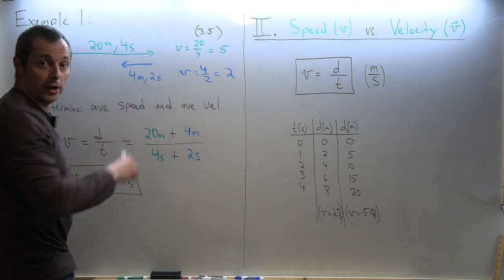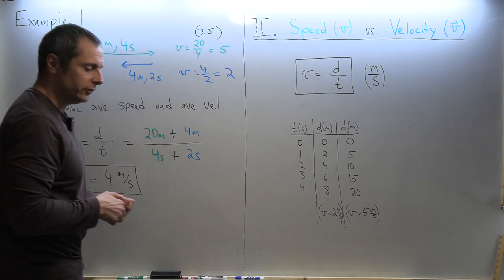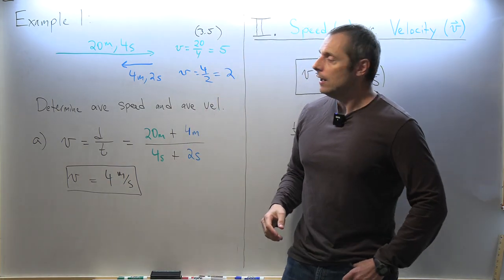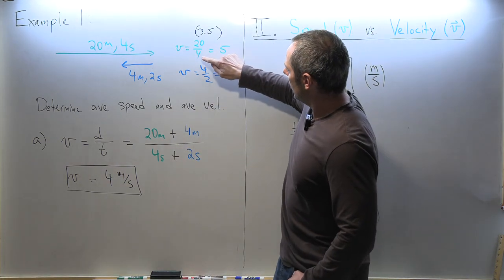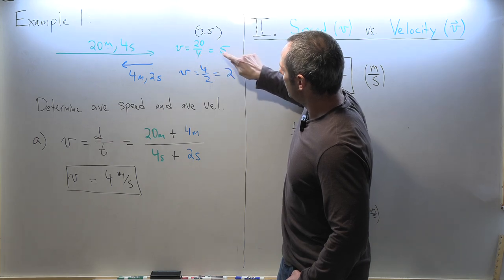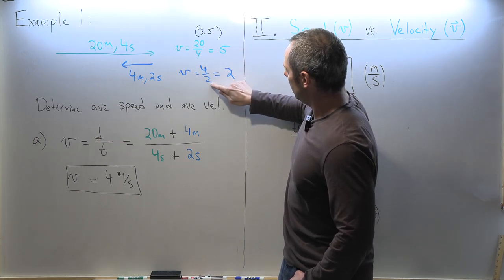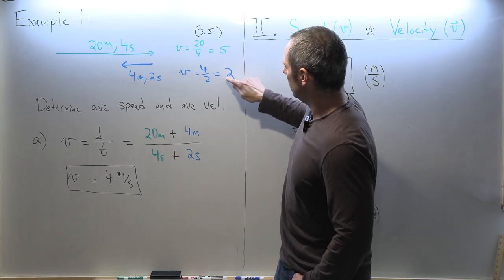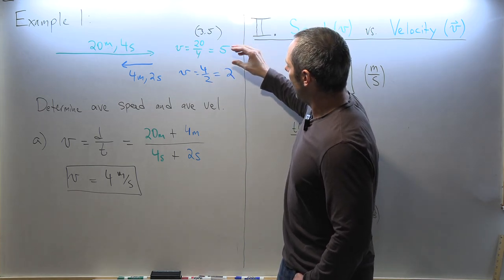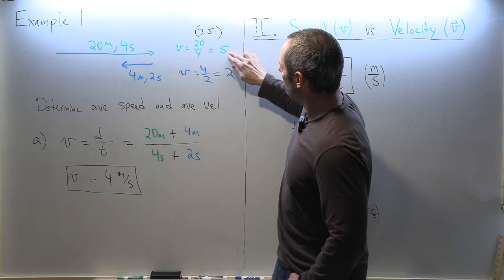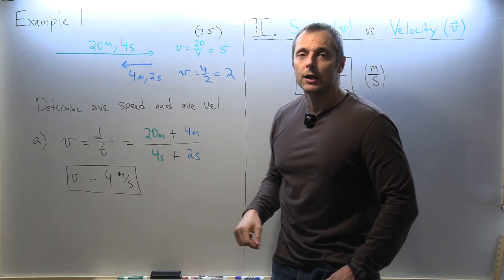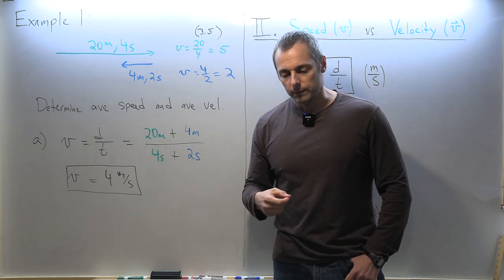Not 3.5. And you might be asking, why doesn't that work, taking the average this way? The reason why is because the object spent more time at 5 than it did at 2. It spent 4 seconds moving 5 and only 2 seconds moving 2. So that extra time traveling 5 shifts the average closer to 5. The analogy would be like this.